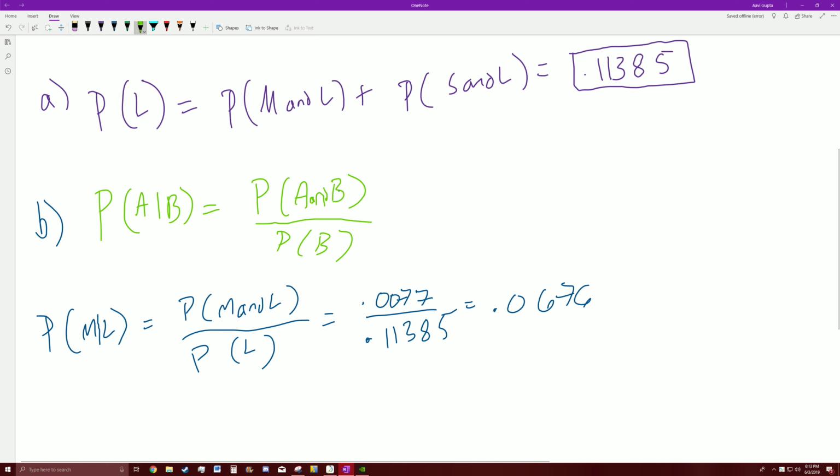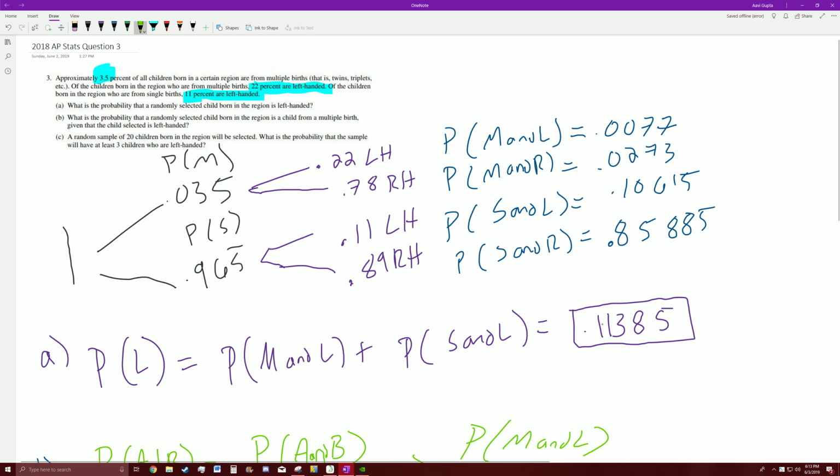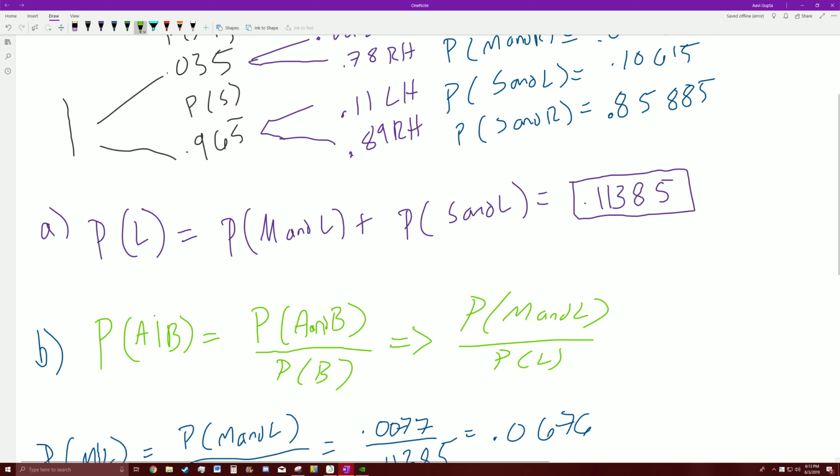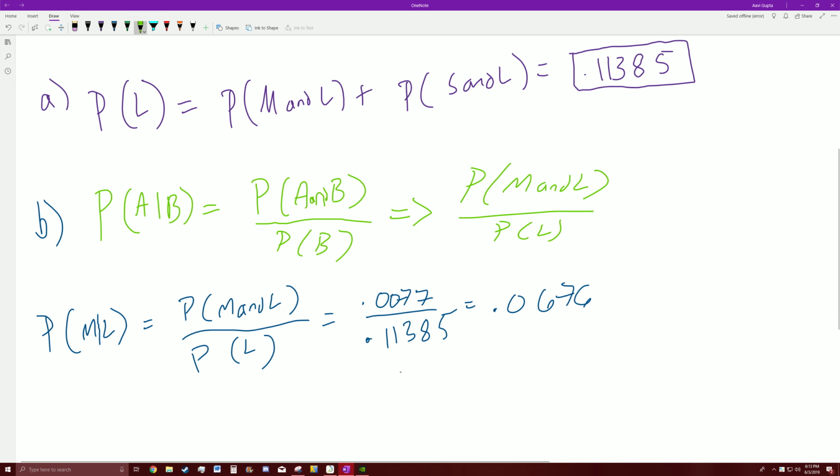So this is just going to equal the probability of A and B, well, in terms of our setup, that's the probability of M and L divided by the probability of L. M and L we found to be 0.0077, and the probability of just L is 0.11385. Therefore, plug in those values, and this is our answer for B. Let me just give the quick statement: probability M given L. Okay, you can circle this, and we're good.